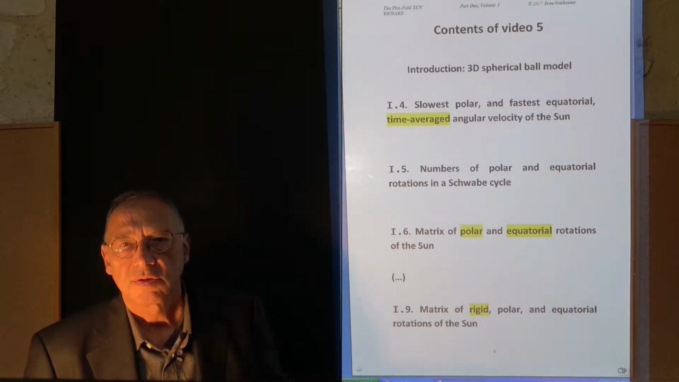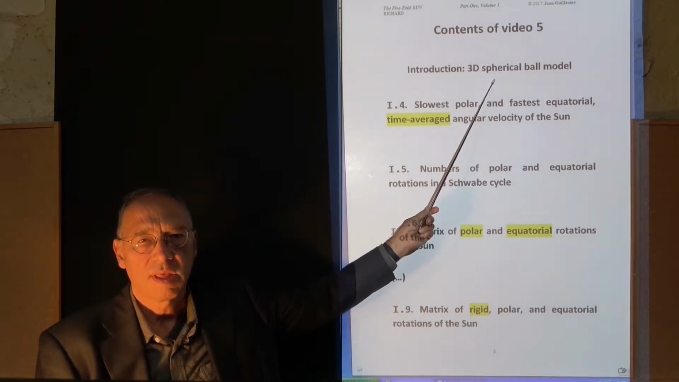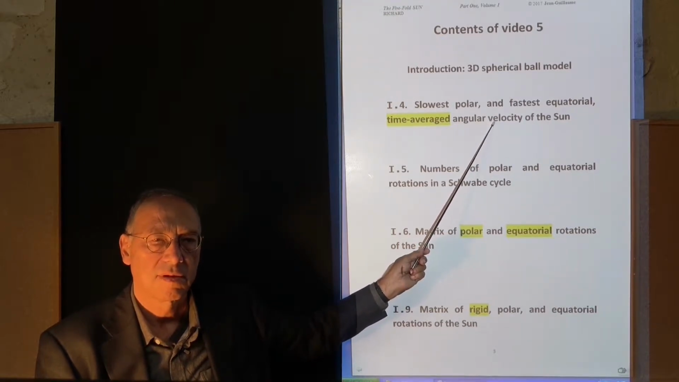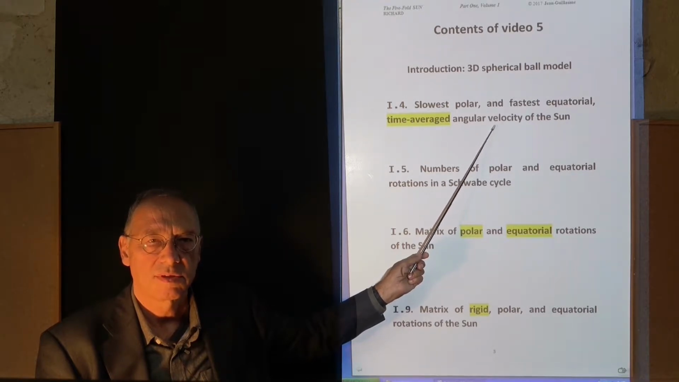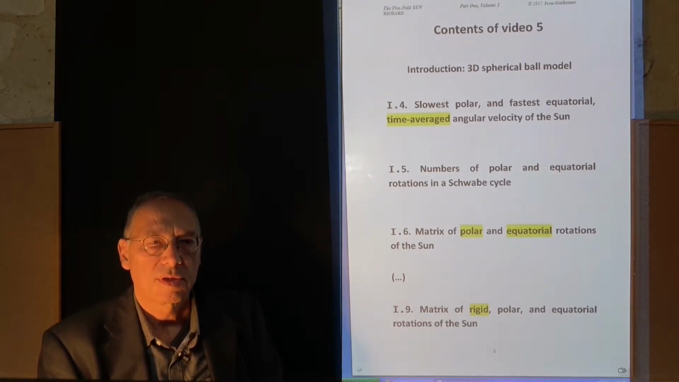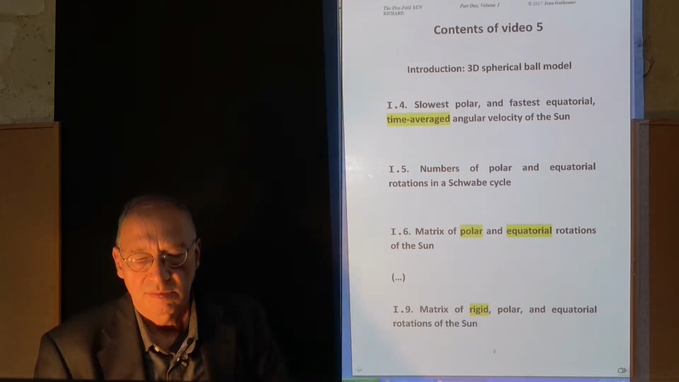We start with a short introduction with a 3D spherical ball to explain the issue at hand, and then we'll try to find from meta-analysis of solar physics literature what is the time averaged angular velocity at the slowest point in the solar ball and at the fastest point in the solar ball. It so happens that the slowest point has to be near the pole, and the fastest point has to be near the equator. Finally, we will arrive hopefully at the sought matrix.